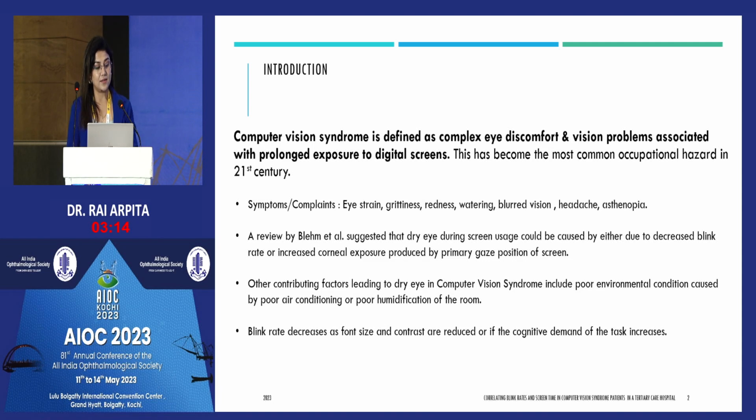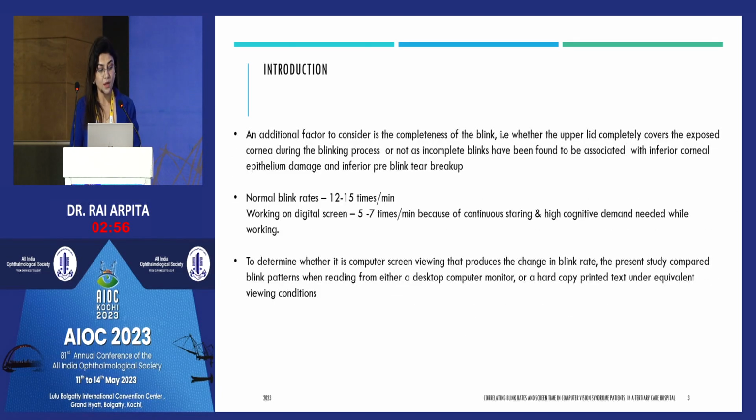Other contributing factors leading to dry eye in computer vision syndrome include poor environmental conditions caused by poor air conditioning or poor humidification of the room. Blink rate decreases as font size and contrast are reduced or if the cognitive demand of the task increases. An additional factor to consider is the completeness of the blink, that is, whether the upper lid completely covers the exposed cornea during blinking or not, as incomplete blinks have been found to be associated with inferior corneal epithelium damage and inferior pre-blink tear breakup.